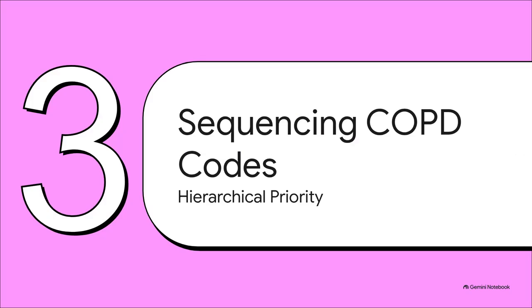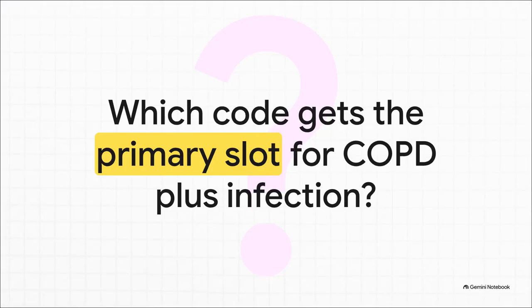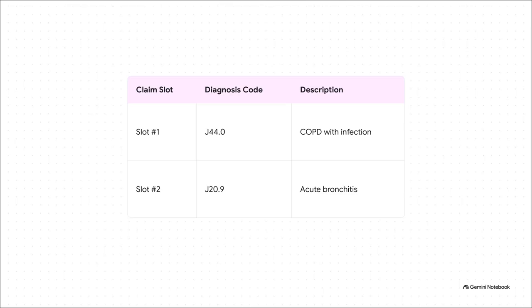Up next, Section 3, Sequencing COPD Combination Codes. So, to ensure our claims sail right through the system without denial, we absolutely have to master hierarchical priority. Ask yourself, when a clinical workflow shows a COPD patient catching a chest infection, like acute bronchitis, how exactly do we sequence those codes to reflect the true reality of the encounter? Which code gets the VIP treatment and drops into slot number 1? It's a super common scenario, but it trips up a lot of coders and leads to immediate payer pushback if it's done wrong.